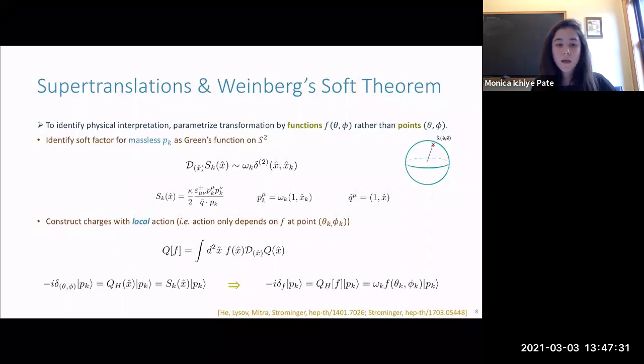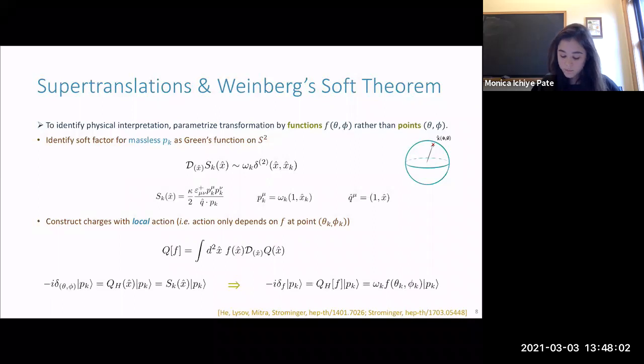So using this, we can now construct charges that act locally on massless external particles. What I mean by that is if we take these charges, which were originally parameterized by the direction in which gravitons are propagating, and we act with this differential operator and convolve it against an arbitrary function f, then we obtain a new set of charges, and their actions on massless asymptotic states can be deduced from the original ones.